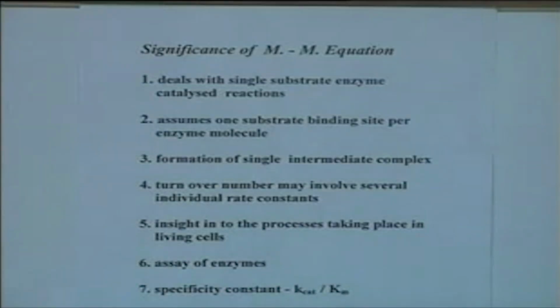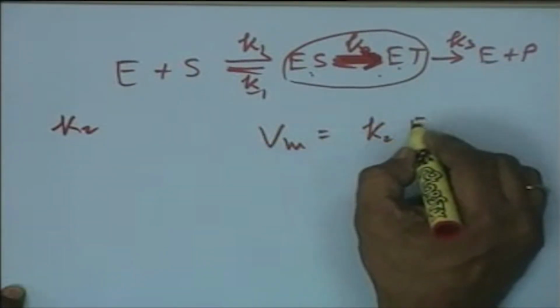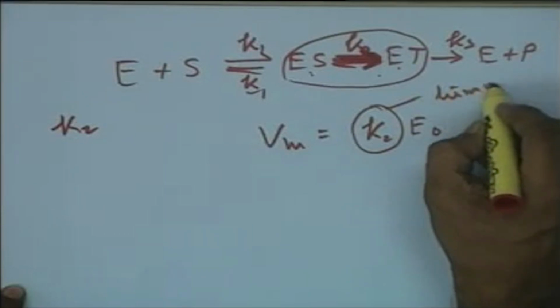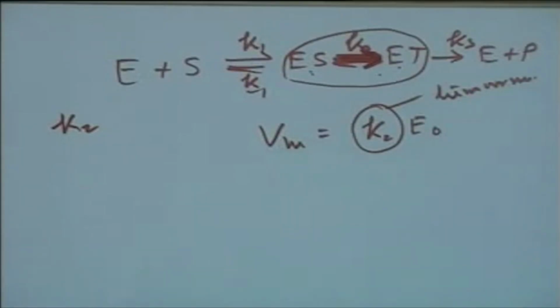Related to the same issue of multiple intermediate complexes is that the turnover number may involve several individual rate constants. We have often defined the turnover number: Vm is equal to K2 into E naught, and this K2 essentially is being defined as the turnover number. Now in most enzyme catalyzed reactions which involve multiple intermediates, a single rate constant may not be able to define the turnover number. Turnover number essentially may work out to be a lumped parameter consisting of more than one rate constant.